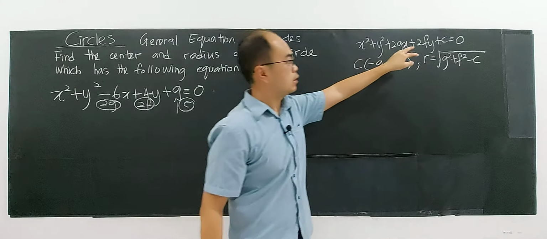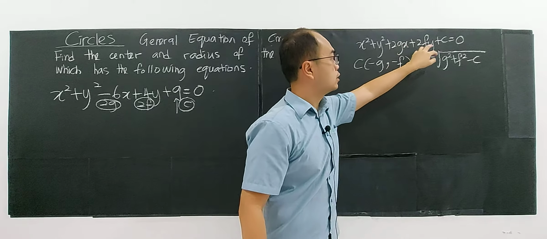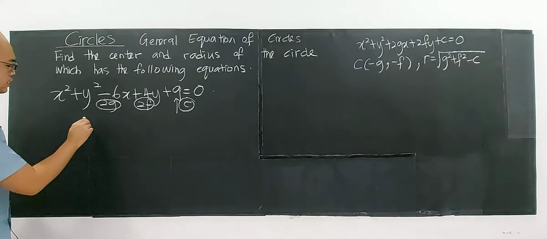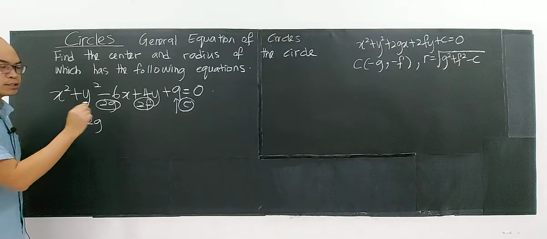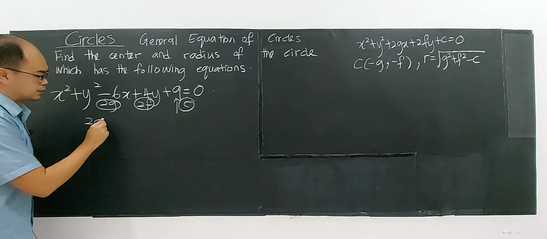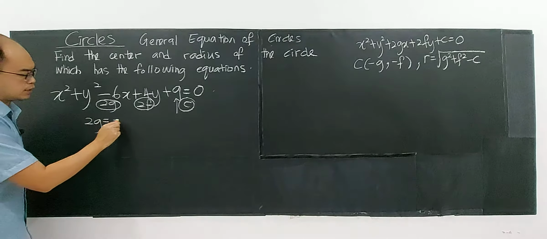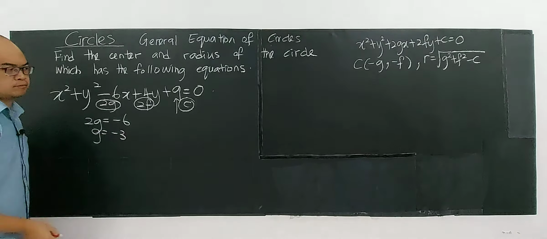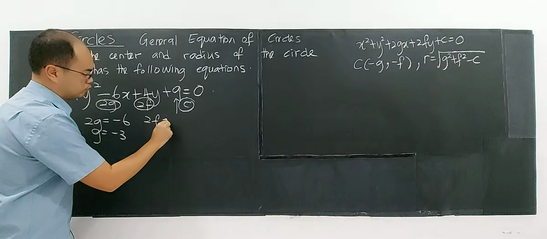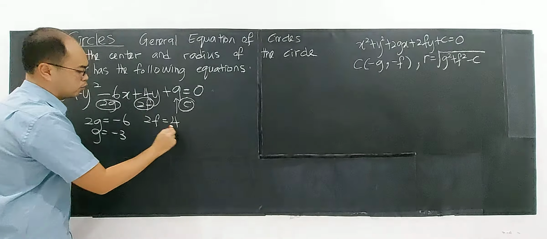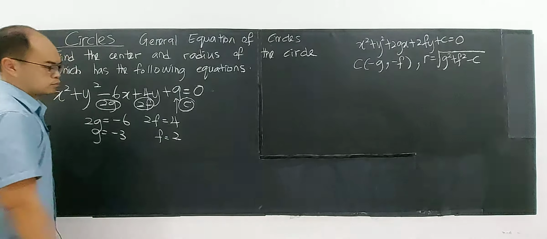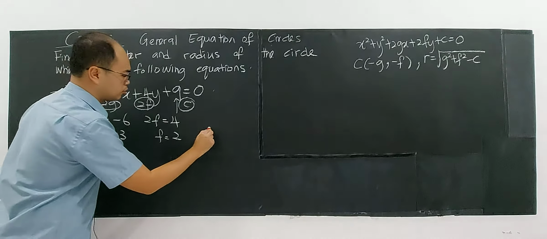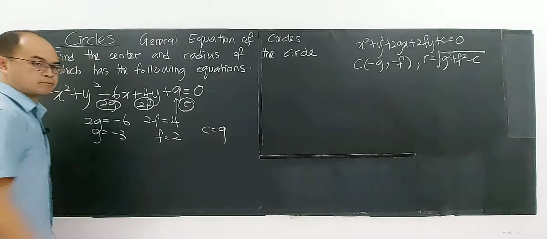According to the formula here, the coefficient for x will be 2g, the coefficient for y is 2f, right? So from here we can see that from a general equation, it's very easy to identify the center. So 2g will be negative 6, right? And g will be negative 3. And 2f will be 4. So f will be 2, right? As this is the value of g and f. And the value of c here will be 9, right?